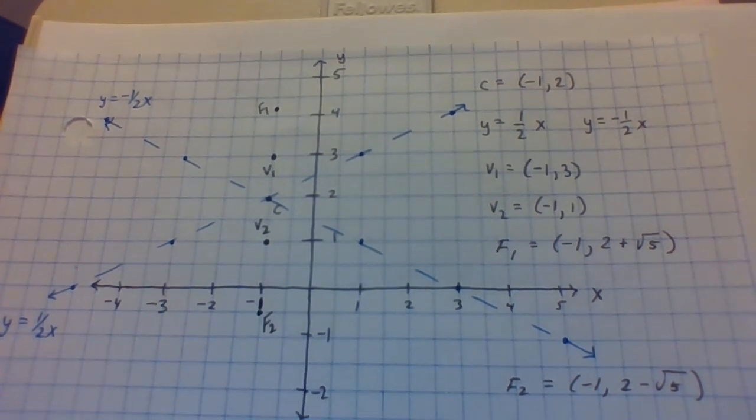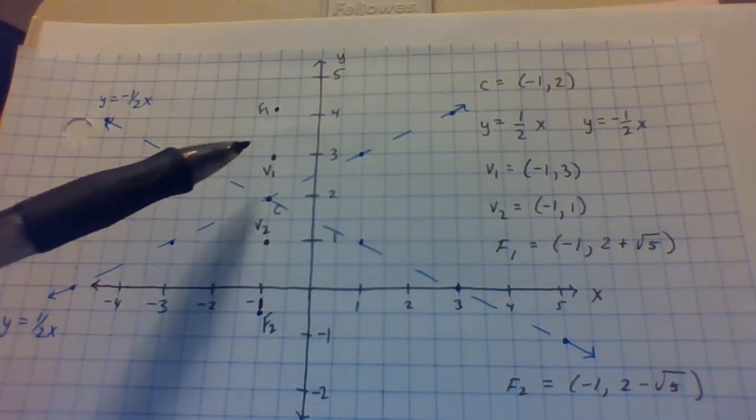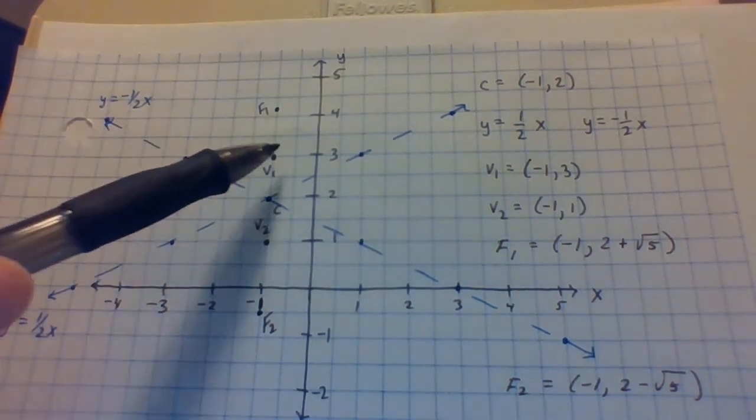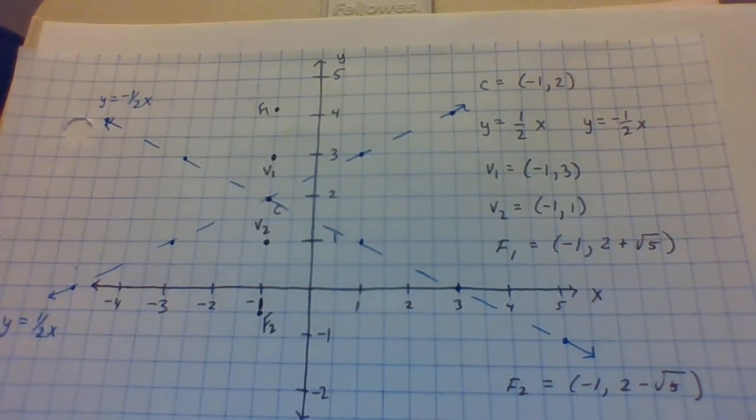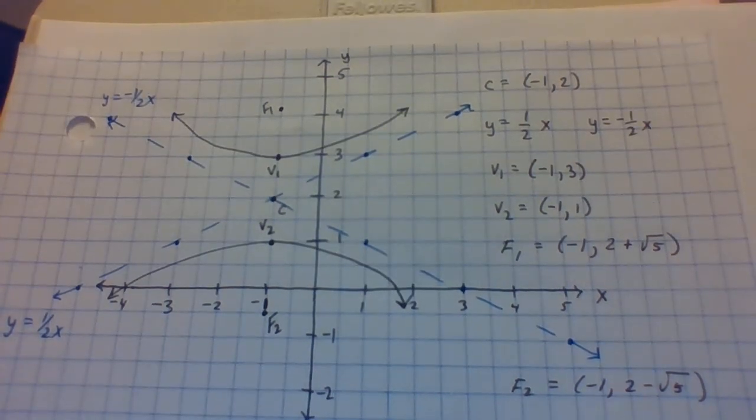And then once you have those 2 points plotted, you can go ahead and draw your hyperbola. Remember that it needs to connect to your vertices, and it's going to sit inside your asymptotes. So here's a sketch of what my final graph would look like.